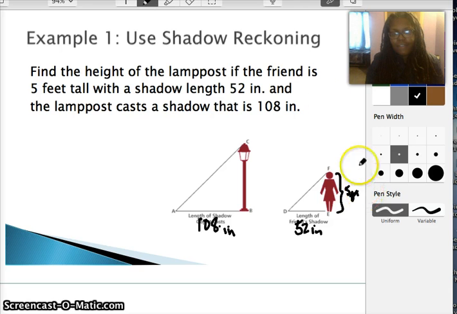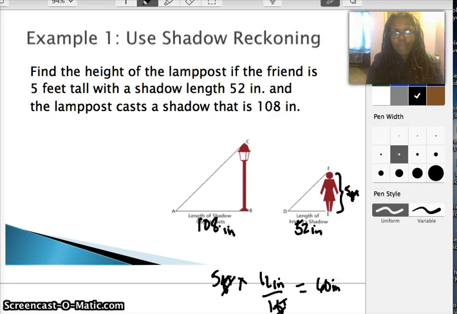So instead of having 5 feet, I know that if I go from feet to inches, basically I know that there are 12 inches in 1 foot. I know you guys are like, do we have to do this again? Yes. And I multiply it together and I'm left with 60 inches. So instead of writing that as 5 feet, I'm going to write it as 60 inches.